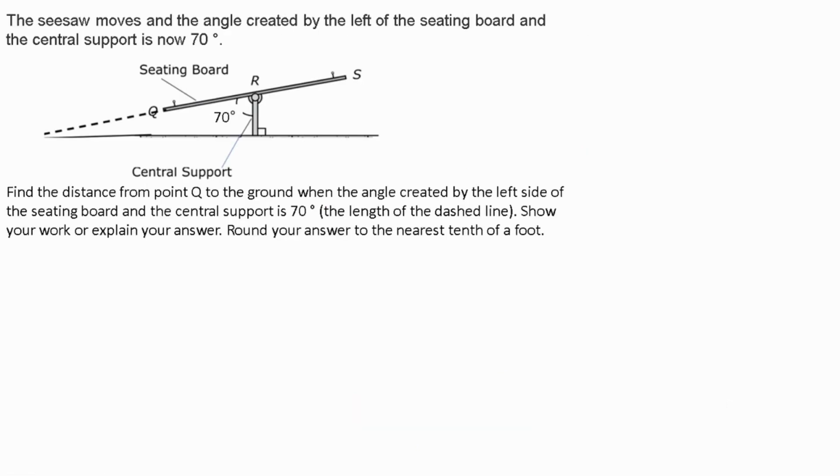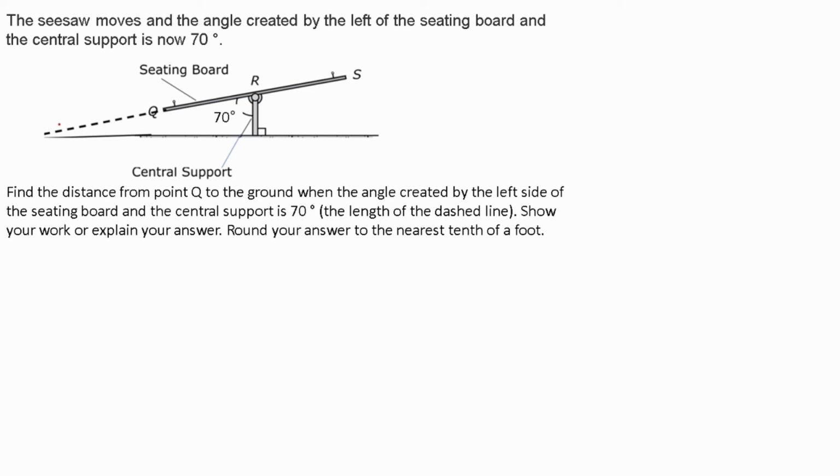All right, so our next problem says the seesaw moves and the angle created by the left of the seating board and the central support is now 70 degrees, right? Which we see in the picture. We have a 70-degree angle right here. It says find the distance from point Q to the ground, which is this dotted line, when the angle created is 70 degrees. Show your work and explain your answer.